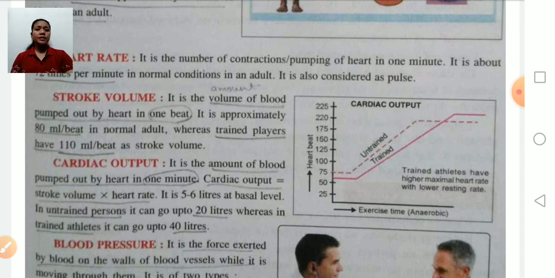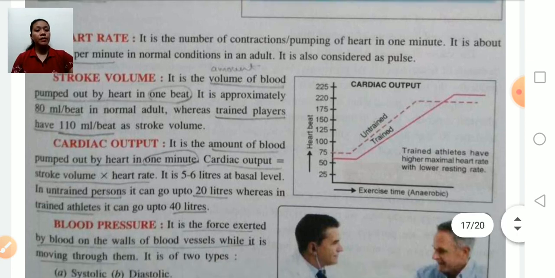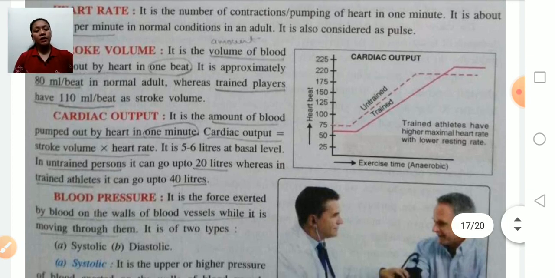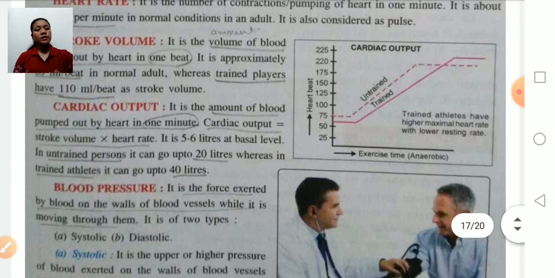Heart rate means the number of contractions, the number of pumpings of the heart in 1 minute, and stroke volume is the amount of blood pumped out by the heart in 1 beat, approximately 110 milliliters per beat. And cardiac output is the amount of blood pumped out by the heart in 1 minute.